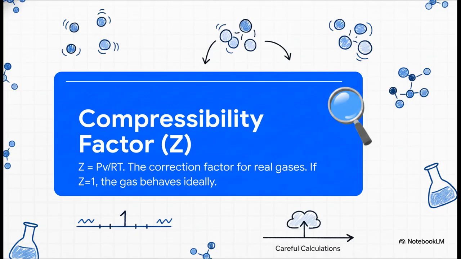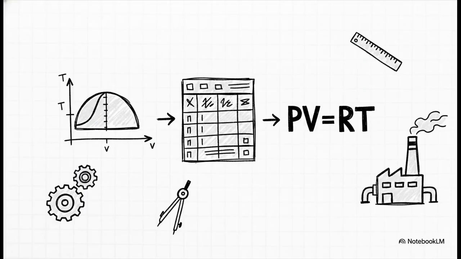If Z equals 1, great, your gas is behaving perfectly and the shortcut is accurate. But if Z is, say, 0.85, that means the simple equation is off by 15%. The further Z gets from 1, the more your gas is misbehaving, and the more you need this correction to get it right. So what's the big takeaway here?